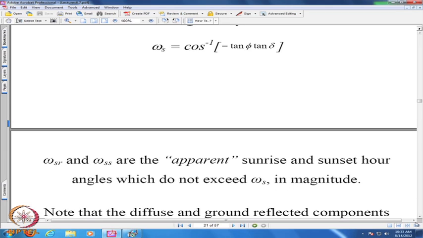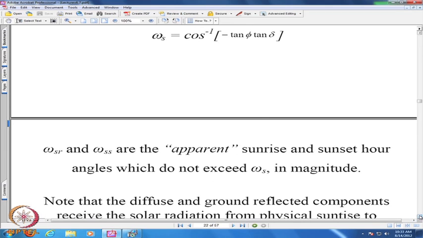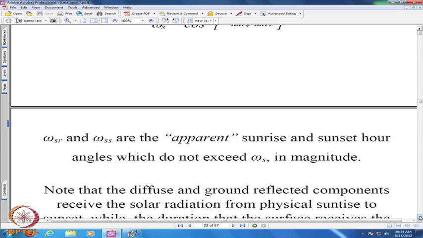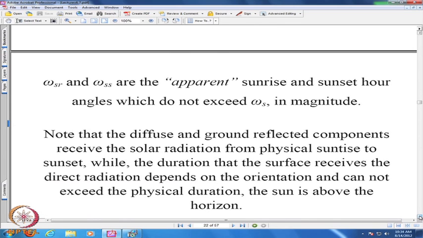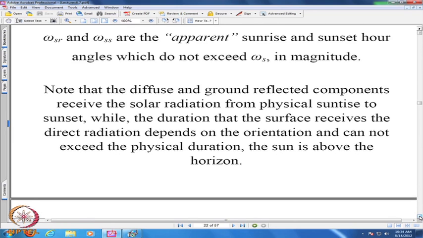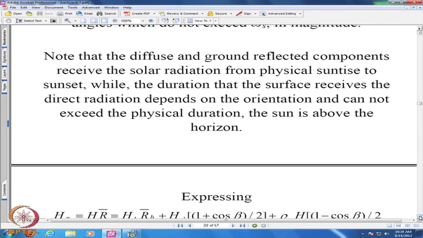In other words, if according to the calculation omega s r and omega s s in magnitude are more than omega s, we have to limit it to omega s. In other words, the surface will not and shall not receive solar radiation beyond which the sun is below the horizon. So, I have already emphasized that the diffuse component and the ground reflected component shall be received all the while, whereas the direct radiation will be received, depending upon the orientation of the surface, for a part of the sunshine duration or at most equal to the sunshine duration.